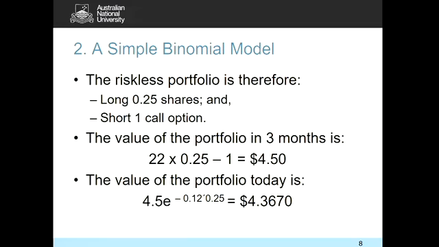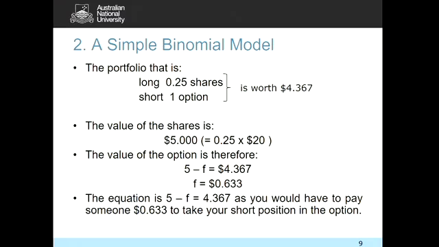How many shares did you own at the beginning? How many shares do you own at time 0? A quarter, 0.25, a quarter of a share. What's the value of that quarter of a share? What's the beginning stock price? $20. What's 20 times a quarter? $5. So your shares are worth $5, and your portfolio is worth 4.367. So the question is, what is the option worth? Well, the option's obviously worth the difference between $5 and 4.367. So your option's worth 0.633.